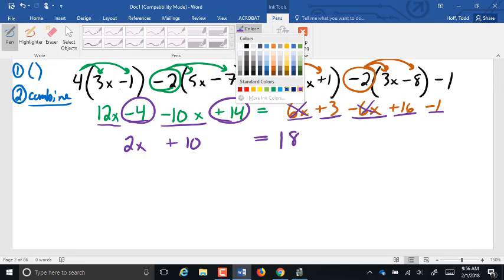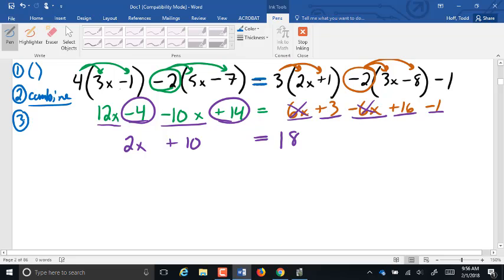Now the third step would be to get the variable on one side. Right now the variable disappeared on the right side, so the variable is on one side. So then our fourth step is to just solve.